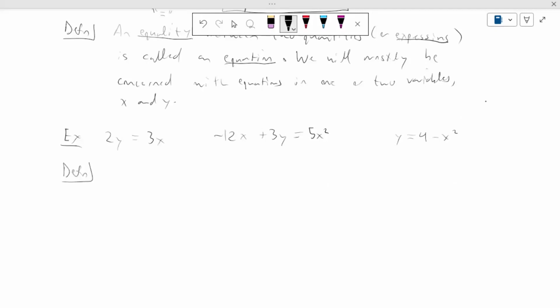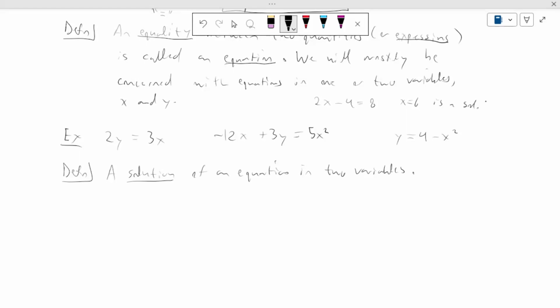Having that now, here's another definition for us. A solution of an equation in two variables. What does it mean to be a solution of an equation in one variable, like 2x minus 4 equals 8? It just means it's an x value that when you plug it in, you get a true statement. If we let x be 6, then 6 times 2 is 12, minus 4 is 8. So we would say that x equals 6 is a solution.